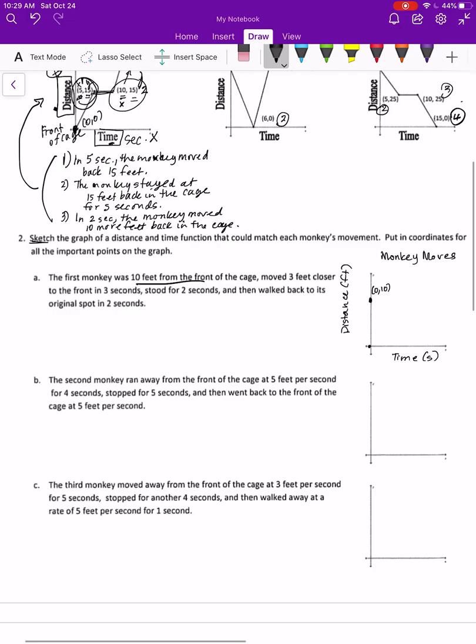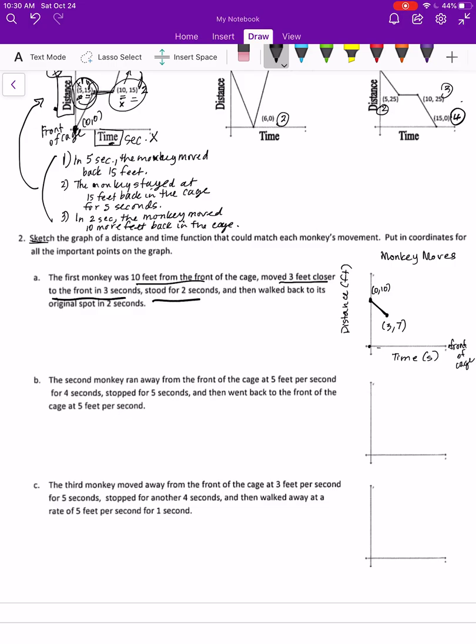The second part says he moved 3 feet closer to the front in 3 seconds. So 3 seconds elapsed. As we go across the time, we're going 3 seconds. And then he moved 3 feet closer. So he's getting closer to the front of the cage. And remember, down here is the front of the cage. So in 3 seconds, now my time is 3, he moved 3 feet closer. It was at 10, and moving 3 feet closer, you would subtract 3 from that. So my new coordinate would be 3, 7. And I'm going to draw myself a line.